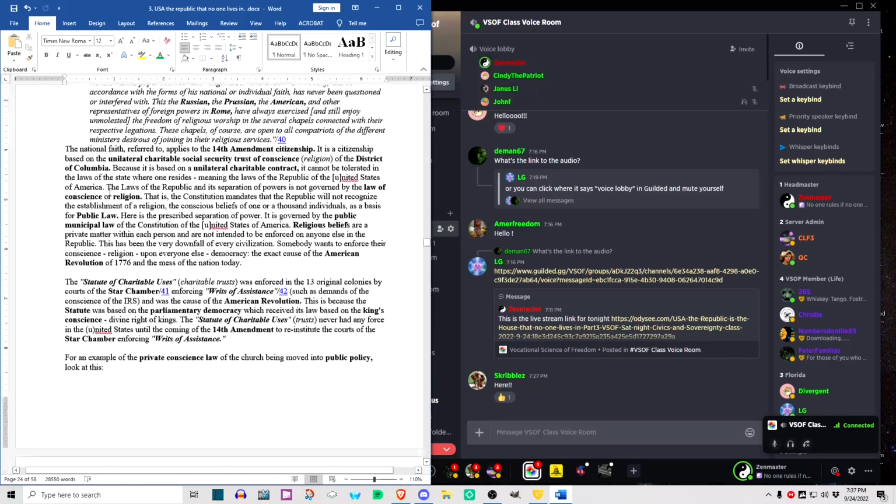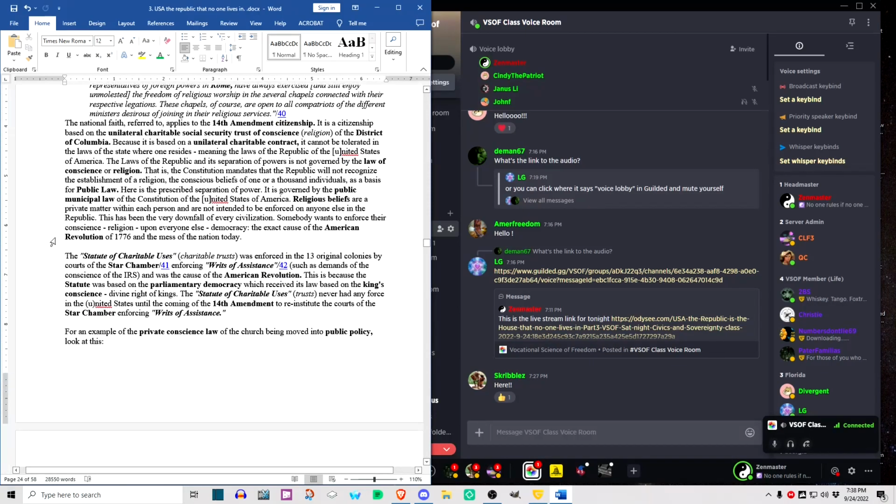So scroll down a little bit here. Okay, to continue. The national faith applies to the 14th Amendment citizenship. It is a citizenship based on the unilateral charitable social security trust of conscience, religion, of the District of Columbia. Because it is based on a unilateral charitable contract, it cannot be tolerated in the laws of the state where one resides, meaning the laws of the Republic of the United States of America.